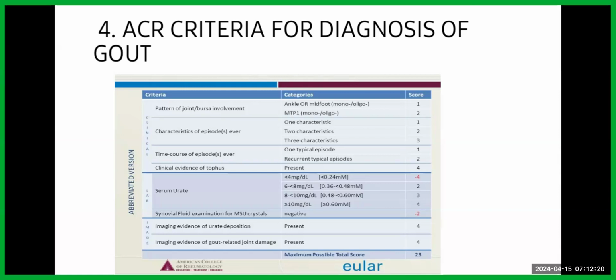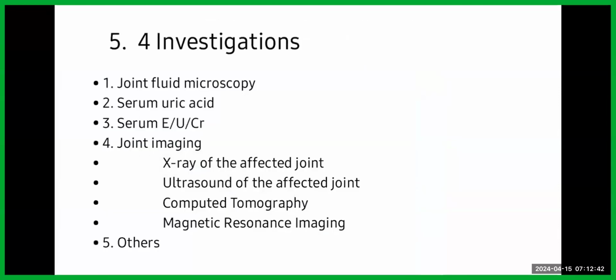And if they are present, they are given a high consideration of 4 marks. So I'm going to mention that maybe subsequently. These are just a brief of the American College of Rheumatology criteria for the diagnosis of gout, including the clinical, laboratory, and imaging. So going on to the remaining part of the question: what are the 4 investigations we would like to do?